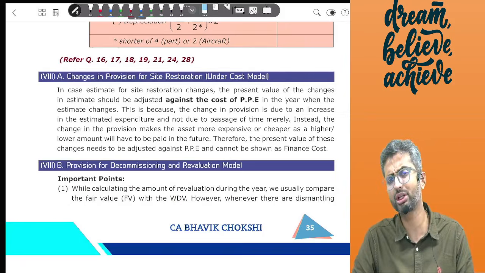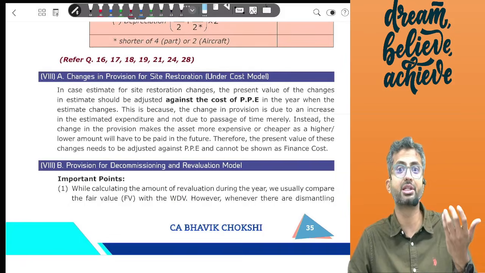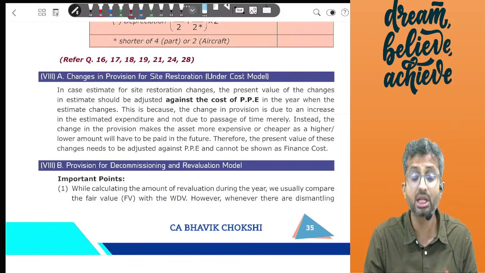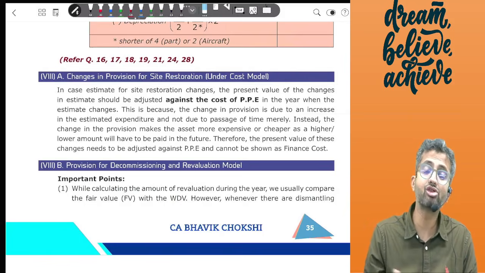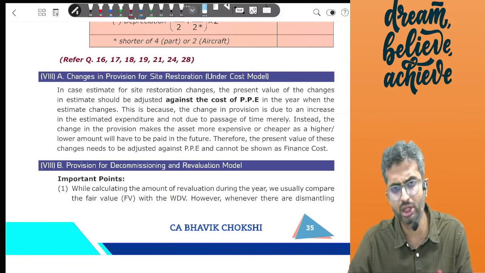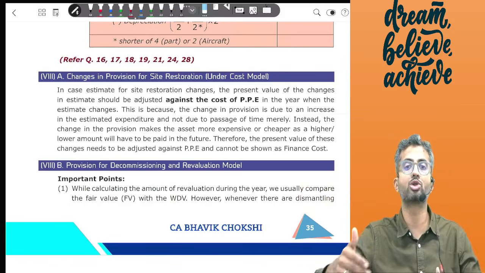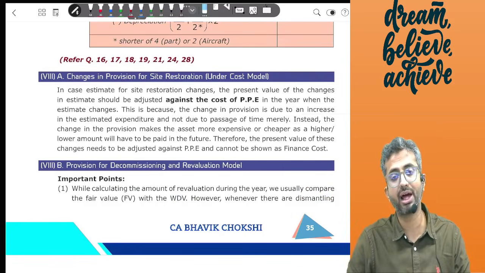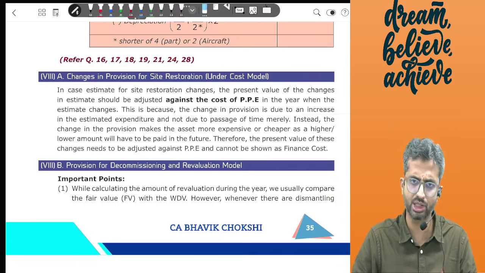So long story short, if there's a change in the provision for site restoration, under the cost model, we are showing the asset at cost, and hence if there's any change in the cost, it should be taken against the asset. But when we are measuring the asset using the revaluation model, any change in the value of the asset ideally goes to the revaluation. That change may be due to asset becoming more superior or a site restoration liability actually reducing. In such a case, any changes in the value of site restoration will be adjusted against your revaluation surplus only.